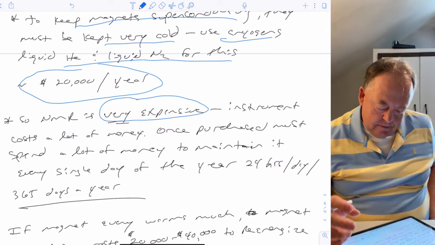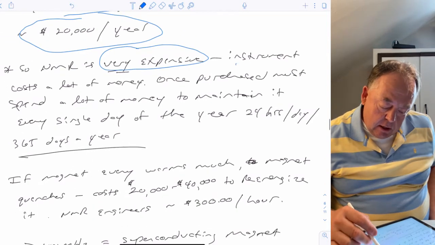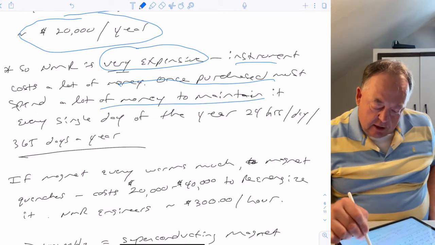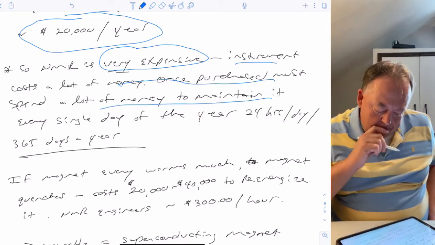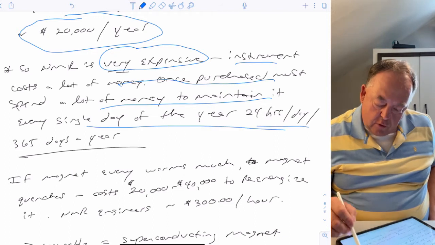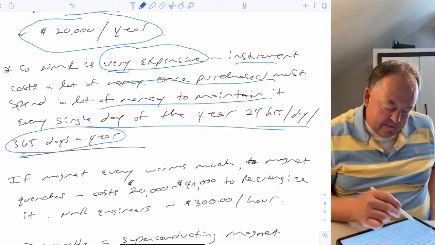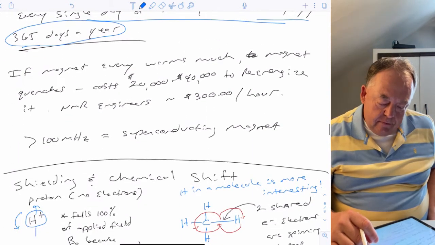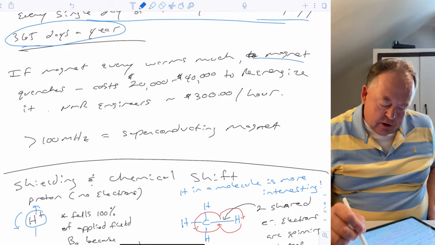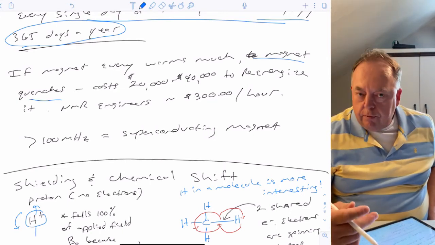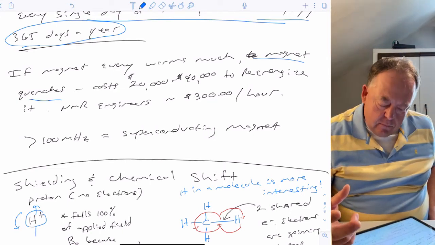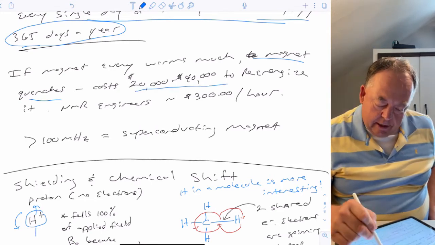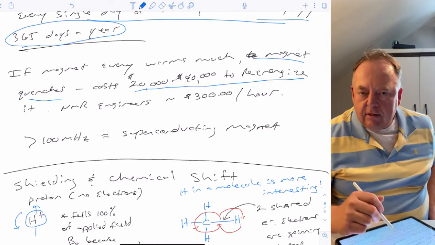of information. But the instruments cost a lot of money to buy, and it costs a lot of money to maintain it. So every single day, 24 hours a day, 365 days a year, that magnet has to be kept cold. If it ever warms up, it undergoes what's known as a quench. It loses its superconducting capabilities, and so if you want to re-energize the magnet, it costs about $20,000 to $40,000 to do that.